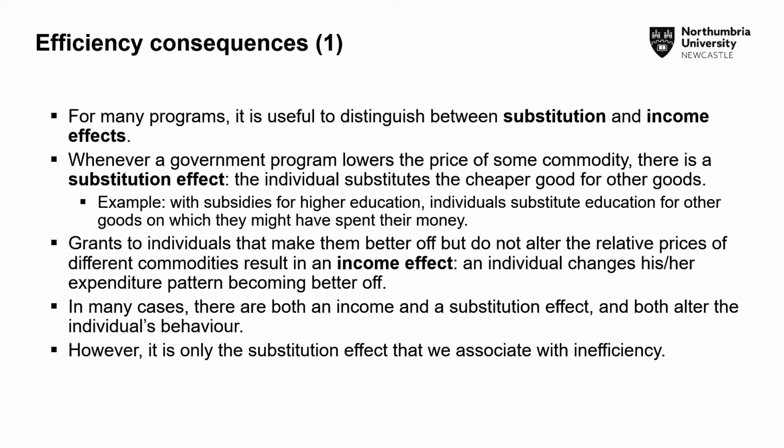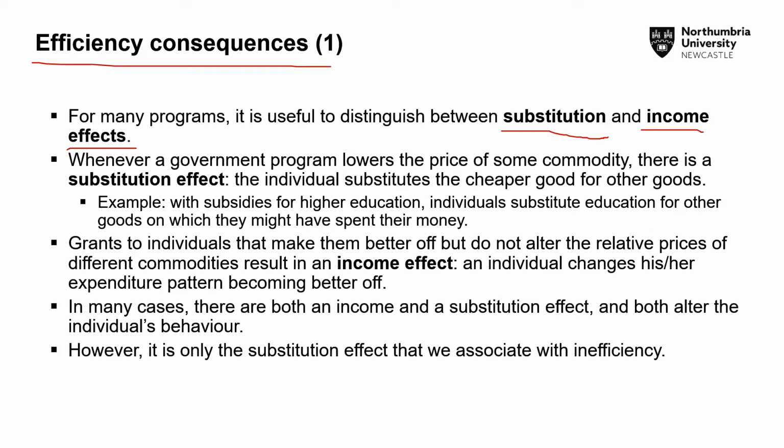So what are the efficiency consequences? Well, there are potentially two outcomes. We have both a substitution and income effect that arises due to the institution of a government program to address market failures. Let's say that a government is providing subsidies. That is the program we are first dealing with.